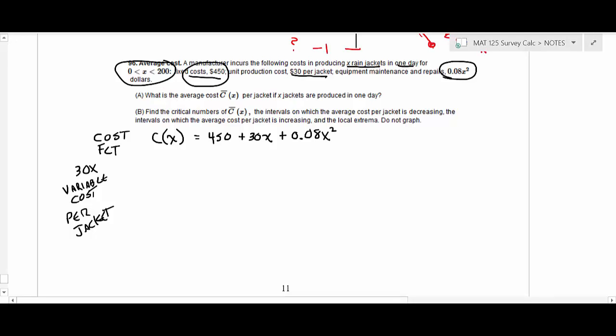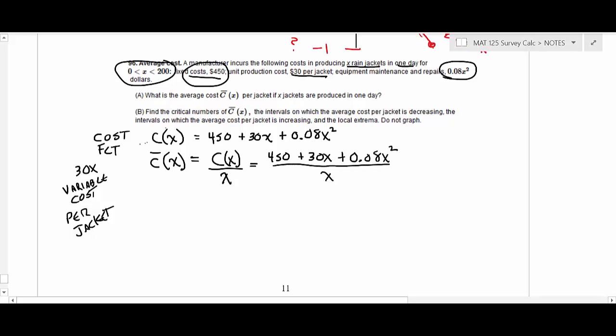So what we've got to do is find the average cost function. The average cost function is C bar of x. How do you do that? You take the function and divide by x. So in a sense, you're averaging that out by dividing by the number of jackets you produce. So that's going to be 450 plus 30x plus 0.08x squared. Then we're going to divide that by x.